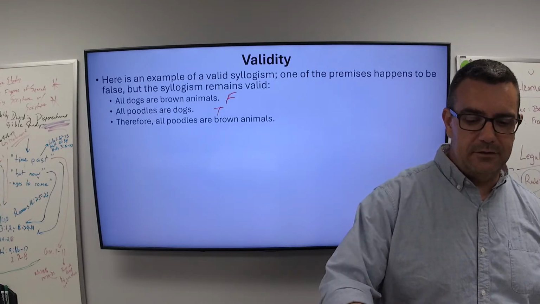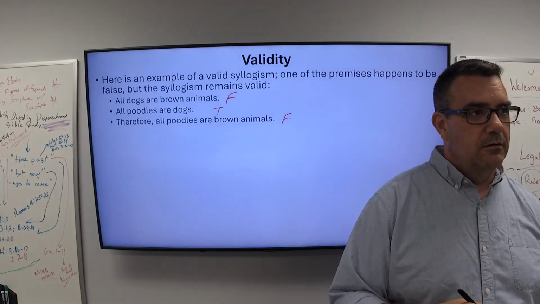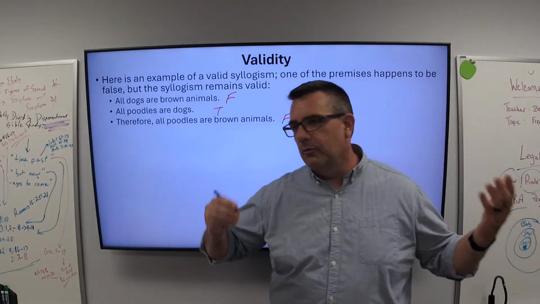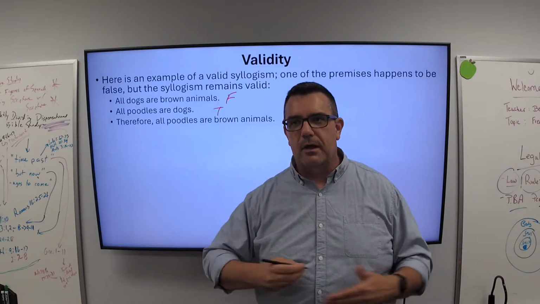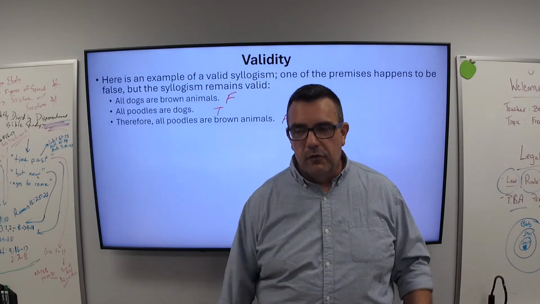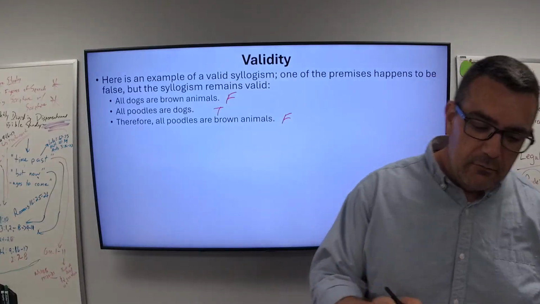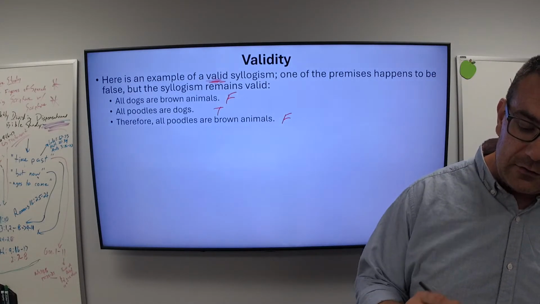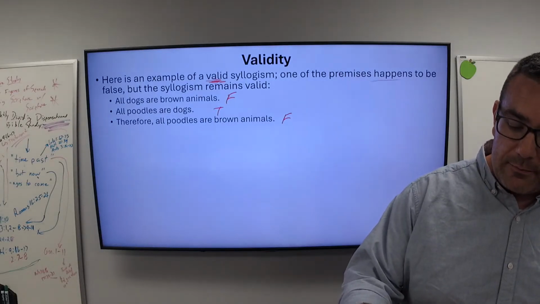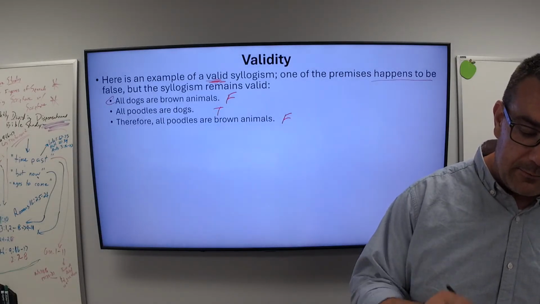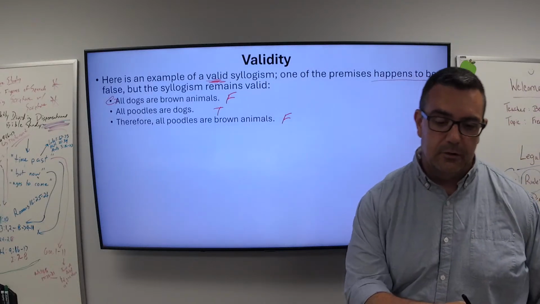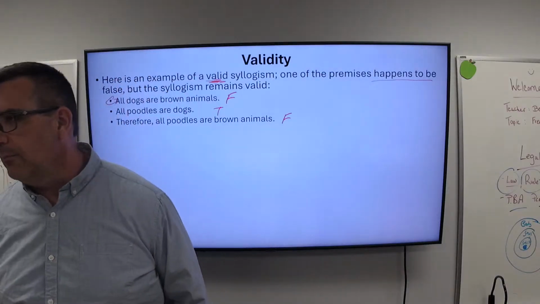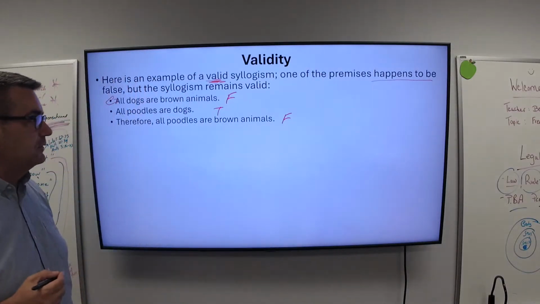That's technically possibly true, but I think we're better off saying it's probably false. But remember, we're dealing with validity here. We're not talking yet about truth. So this is a valid syllogism, even though one of the premises happens to be false, which is the first premise, all dogs are brown animals. But the syllogism remains valid. So why would it be valid even though one of the premises is false?